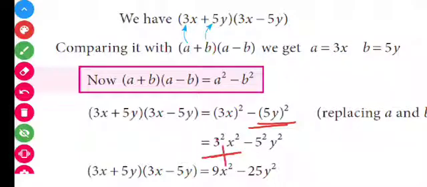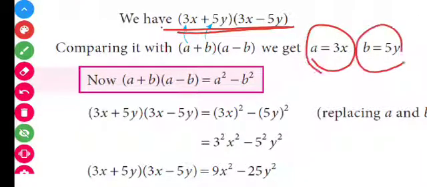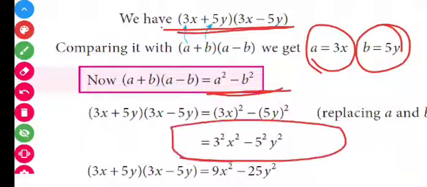So this can further be written as 9x square and 25y square. Okay, so here it's a very simple question. In the question itself they have given two terms, a plus b into a minus b. So you know the identity, a plus b into a minus b is equal to a square minus b square. So you know what is a, you know what is b, substitute that in a square minus b square, you get the answer. Okay, I hope you all understood this problem.